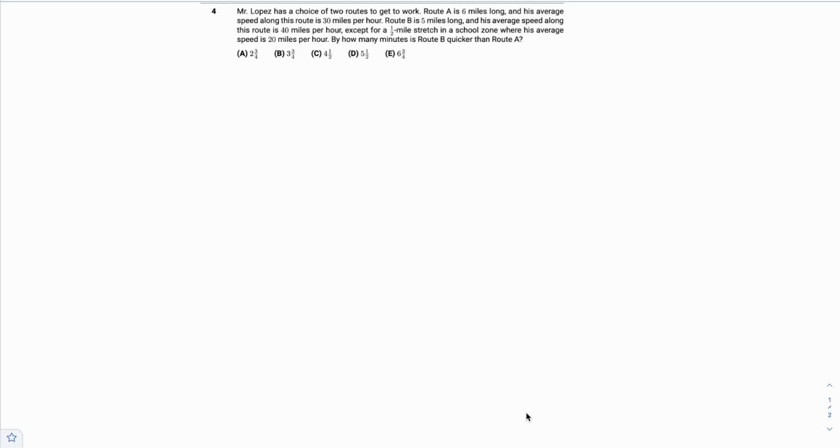The 2021 Fall AMC 10A. Mr. Lopez has a choice of two routes to get to work. Route A is 6 miles long and his average speed is 30 miles per hour. On the other hand, we have Route B, which is 5 miles long, and its average speed along this route is 40 miles per hour. Except, keyword is except, for a half-mile stretch in which his average speed is 20 miles per hour. How many minutes is Route B quicker than Route A?